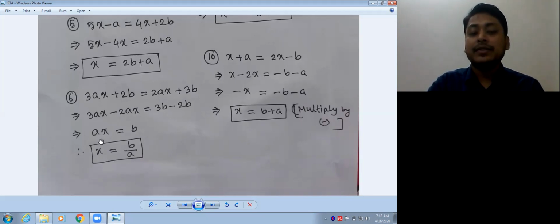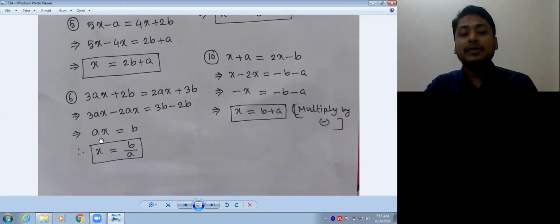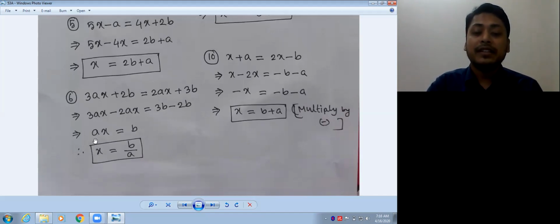Okay. So now what will be the next line? Yes, 3ax minus 2ax. If you subtract this, you will get ax equals b. Again, with x, there is a in multiplication. So this a will be division. Finally, x equals b by a.